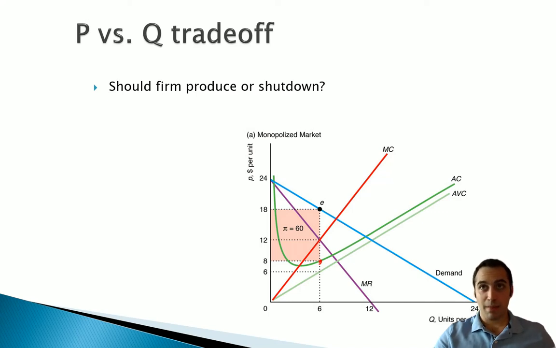How much money do they make? Well, 8 times 6 is 48. That's how much they pay in costs. And they take in 18 times 6. And if you look at 18 minus 8, that's 10 times 6, means they profit in total 10 per unit, i.e. $60 total. So they come out ahead by $60.